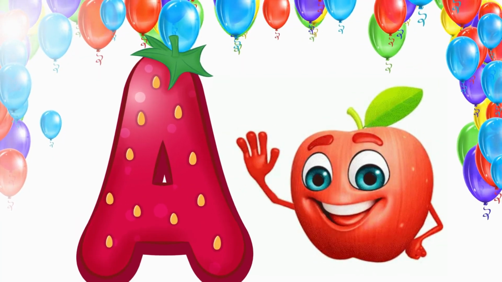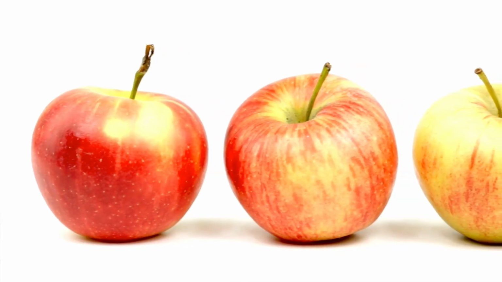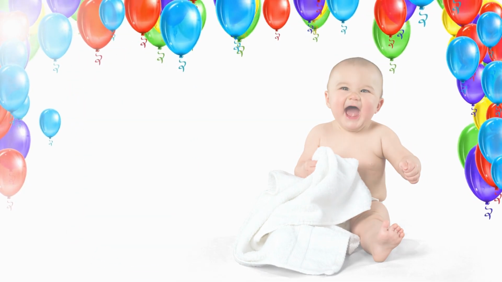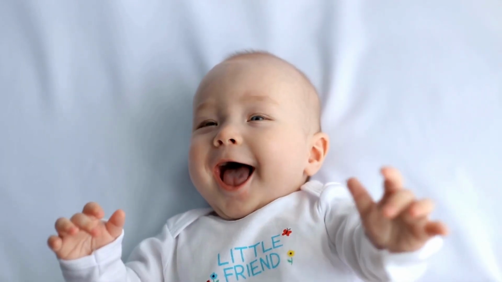A is for apple. A, apple. A, apple. B is for baby. B, b, baby. B, b, baby. B, baby. C is for candy.